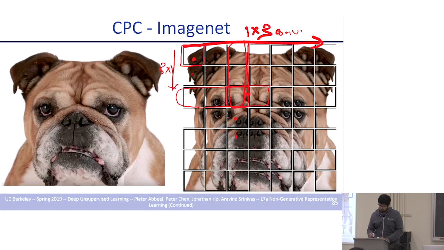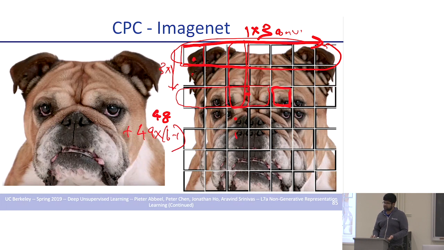So how would the prediction tasks look like? Imagine you got to see all of the patches in this row. I'm going to ask you to predict this patch over here. And the negative samples would be, there are 49 patches in total. So there'll be 48 from this image, and that would be 49 from the rest of the batch.